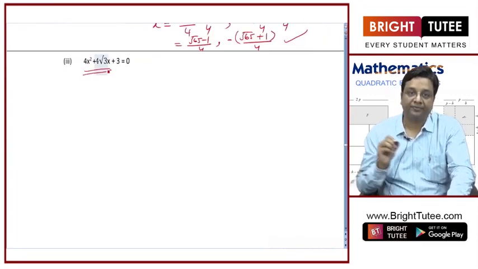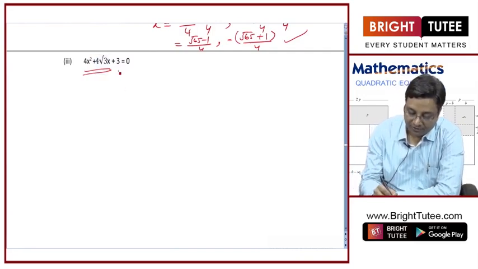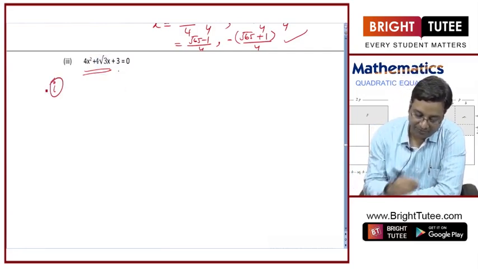Let's look at this one. In this one, again, first step, what was the first step?